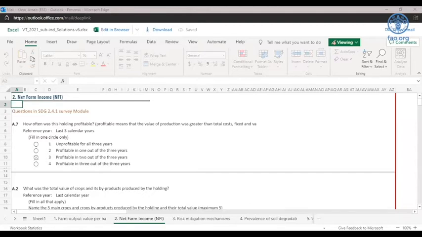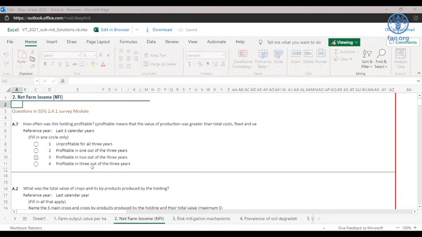Yes. Okay. So as I was mentioning earlier, the question that we are asking in the survey module is how often this holding was profitable. Profitability means that value of production was greater than the total cost, whether fixed or variable. The reference period is the last 3 calendar years. So as you can see, the respondent can reply with the following 4 options: unprofitable for all 3 years, profitable in 1 out of 3 years, profitable in 2 out of 3 years, and profitable in 3 out of 3 years.